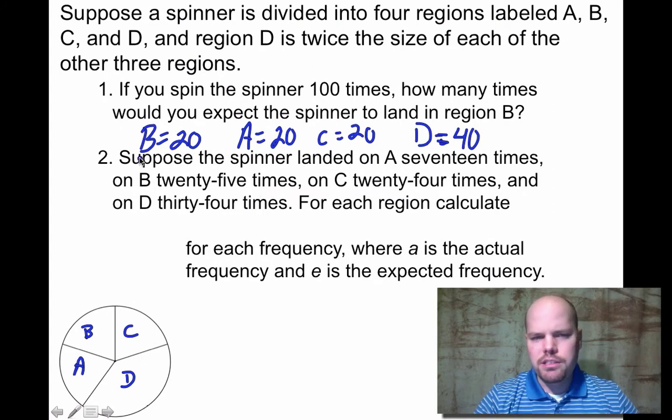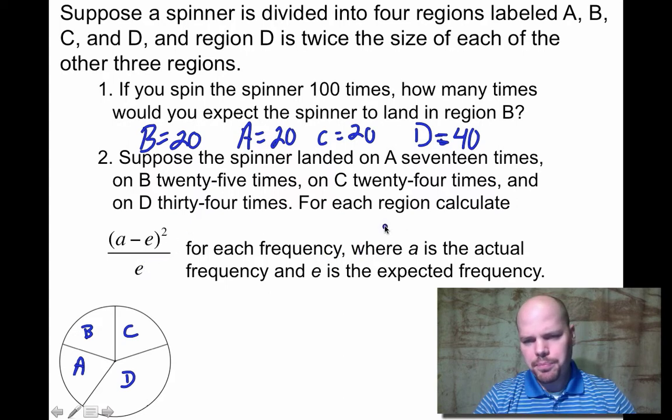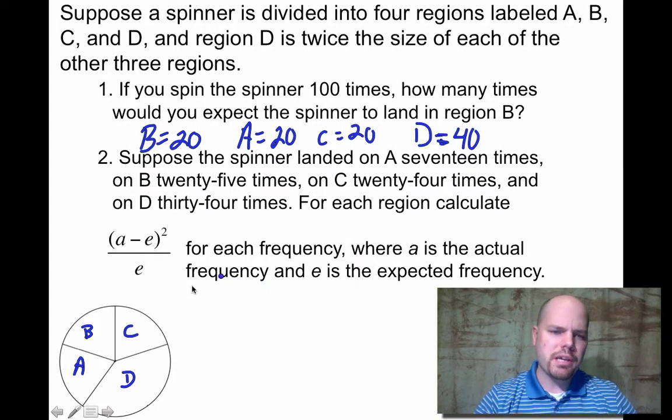Now let's suppose we're going to test the fairness of this. Suppose the spinner actually landed on A 17 times, so we actually did this 100 times. B would happen 25 times, C is 24 times, D is 34 times. For each region let's calculate the actual value minus the expected value, square it, and then divide it by the expected. We're going to do that for each frequency, so we're going to have 4 of these. A is the actual and E is the expected.